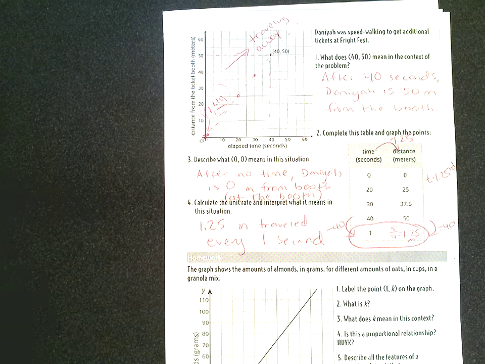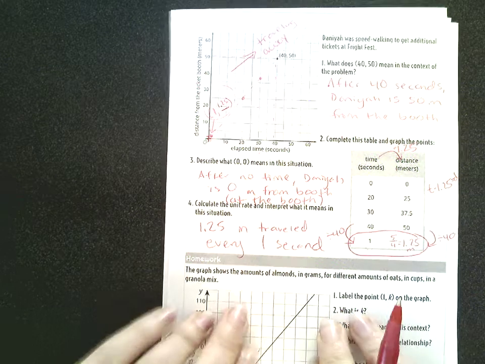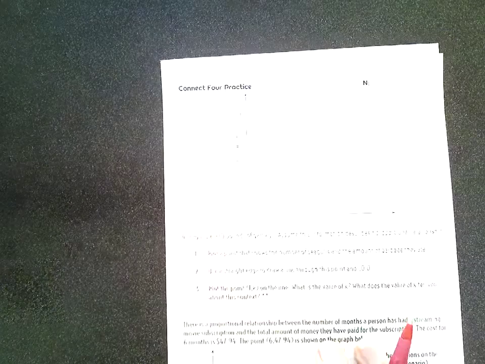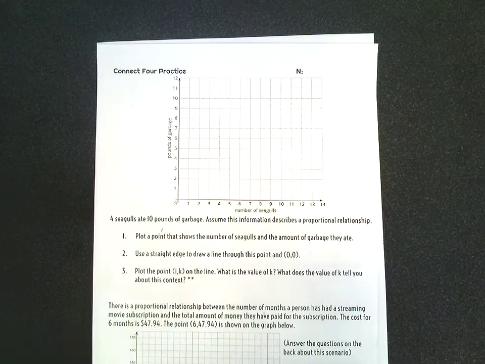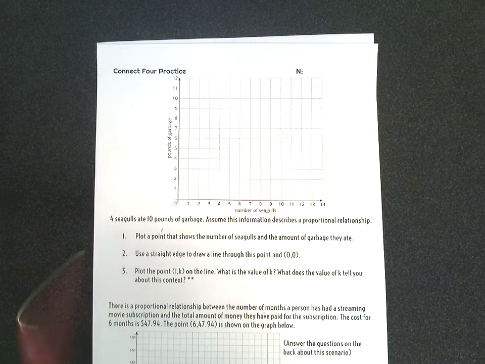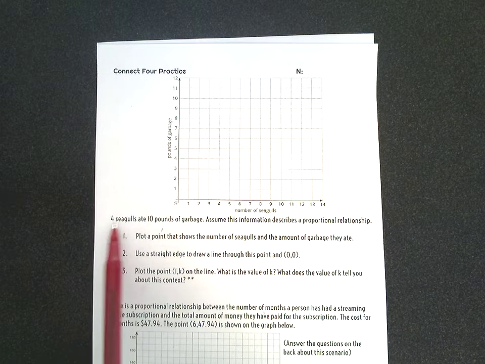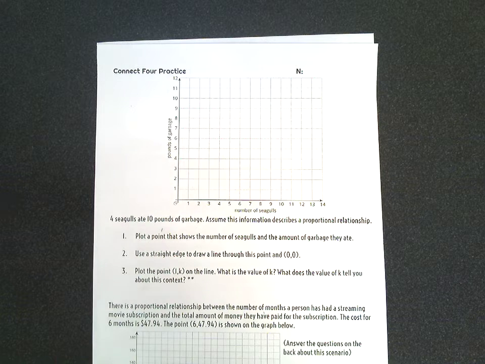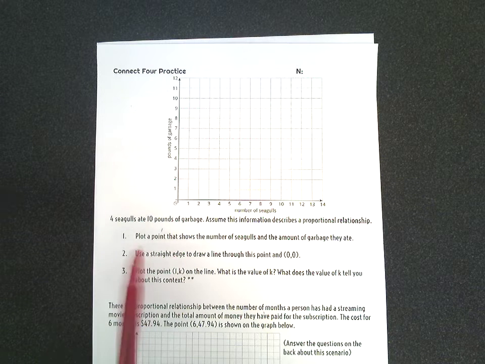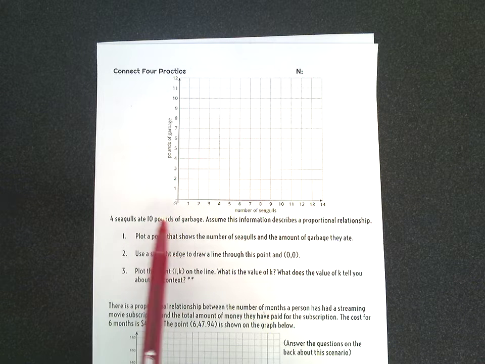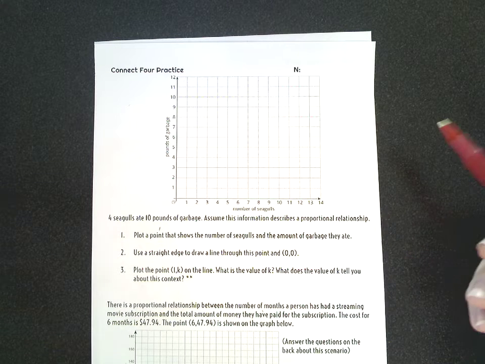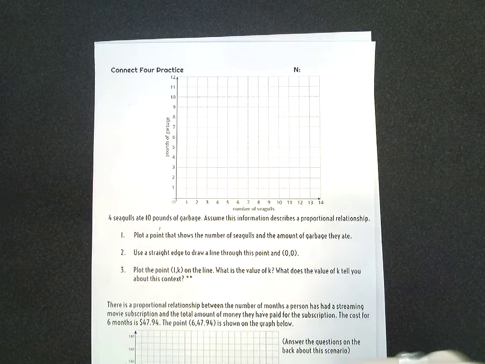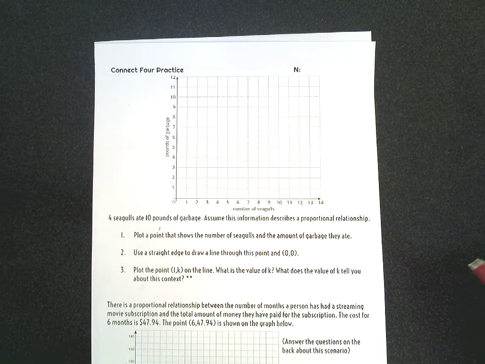I want to just remind you what we did with the practice, the Connect 4 practice, since some groups get to talk about it more than others did. So in this, we have a really bizarre scenario. 4 seagulls ate 10 pounds of garbage. This does happen, though. We're in the Great Lakes, so there are a lot of gulls eating a lot of garbage. And we're assuming that this is a proportional relationship. So if more seagulls are eating, they're going to eat more garbage. If fewer seagulls are eating, they're going to eat less garbage.